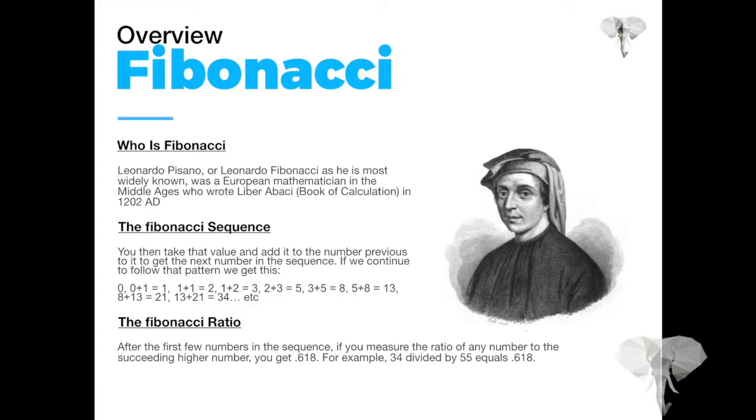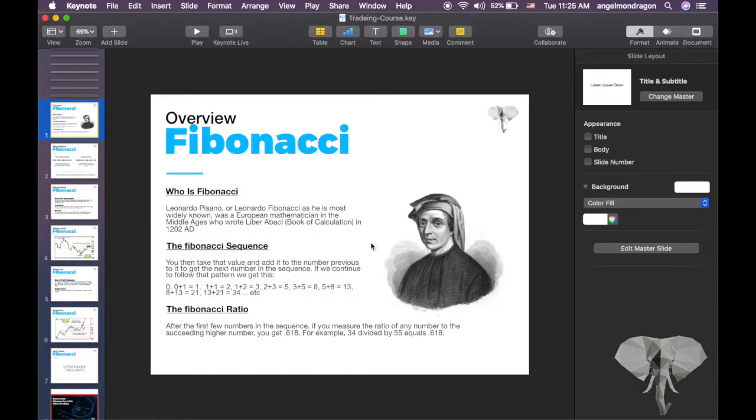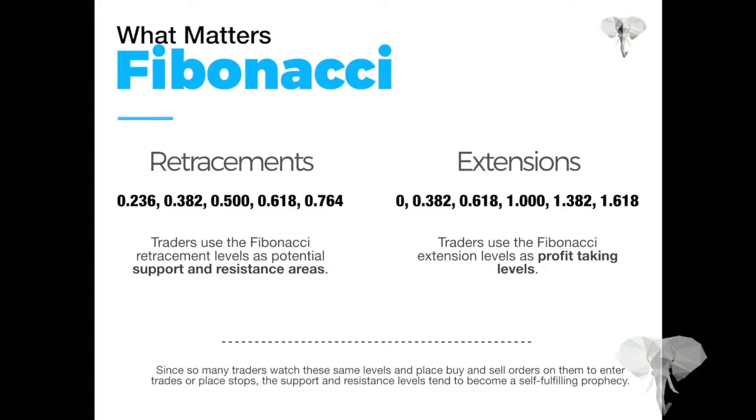So who is Fibonacci? Leonardo, also known as Fibonacci, is a widely known European mathematician in the Middle Ages who wrote the Book of Calculations around 1202 AD. Now this is the Fibonacci sequence. I'm not going to go through it, it's a little bit cumbersome. And the sequence isn't that important to us, it's the ratio that we care about. And the ratio is taking a ratio of the sequence. And when we create that ratio, we get two numbers. We get the retracement, and then we also get the extension.